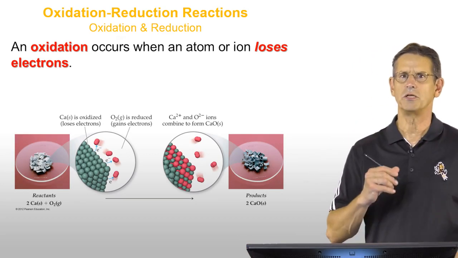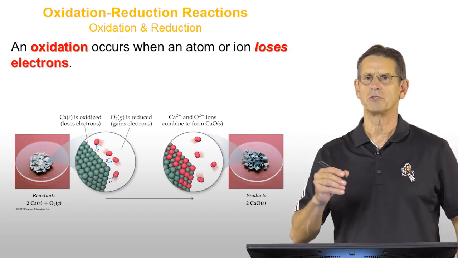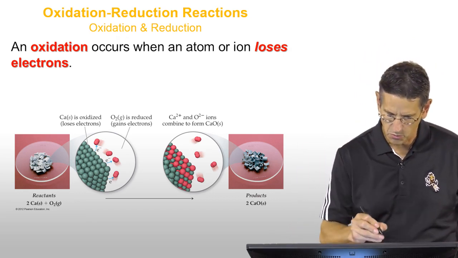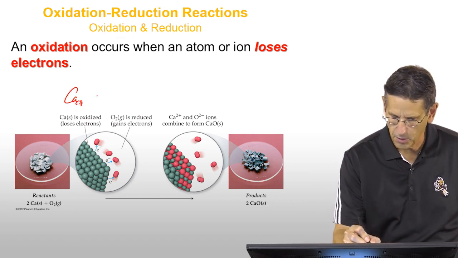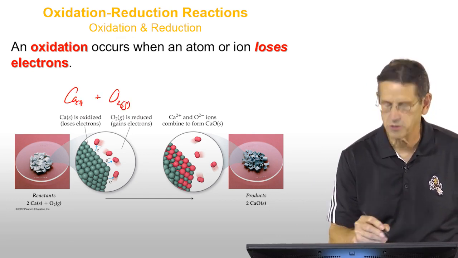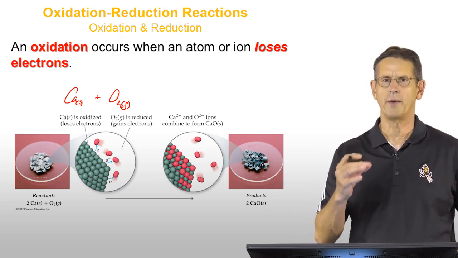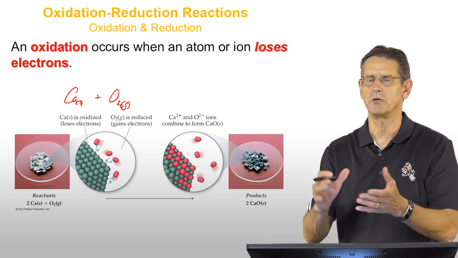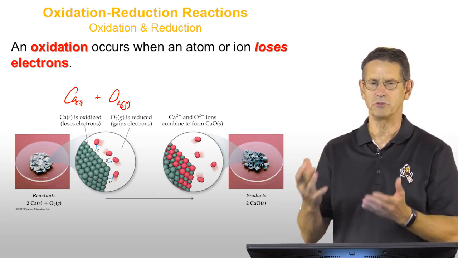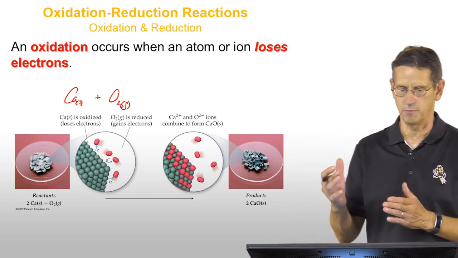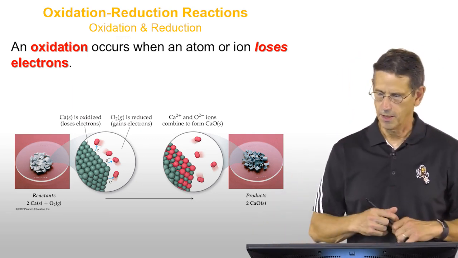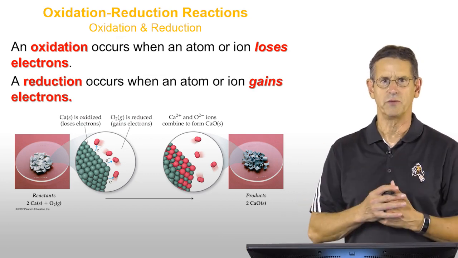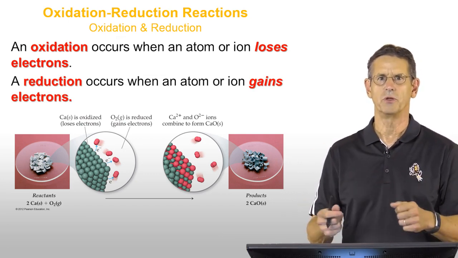Oxidation occurs when a substance loses electrons. So in this picture down here, we show calcium metal plus oxygen gas, two elements. And what's going to happen is that calcium is going to give up its electrons. Metals like to lose electrons. Non-metals like to gain them. Remember, that was an overriding characteristic of metals and non-metals. So that's oxidation. What's reduction? Reduction is the gaining of electrons, so that oxygen is actually being reduced.